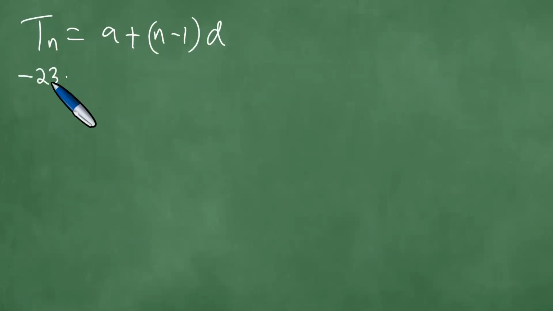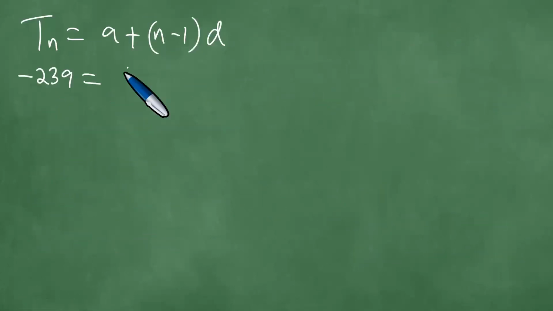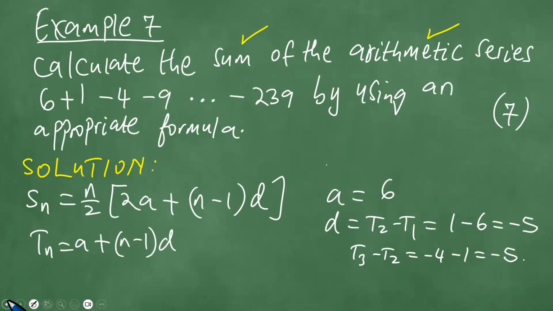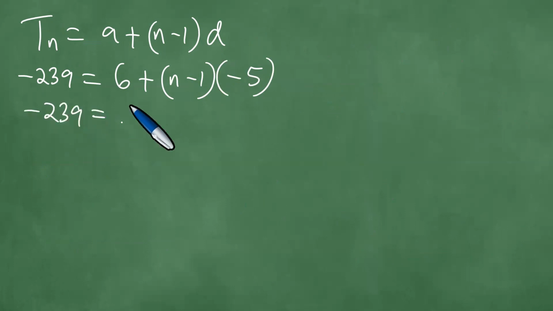Minus 239 equals the first term. What is the first term? 6, plus n minus 1 into the common difference. What is the common difference? Minus 5. So we put minus 5 here. Minus 239 equals 6 minus 5n plus 5.